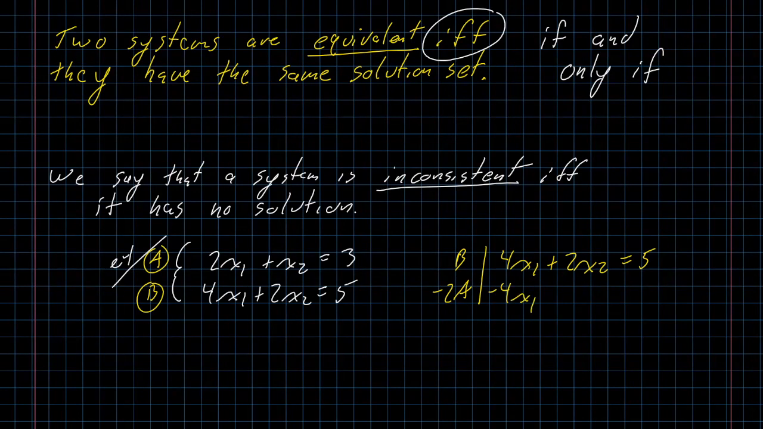So leaving equation B alone, multiplying equation A by -2, we get negative 4x1, we get minus 2x2, and we get minus 6. When you add these together, you get 0 on the left-hand side, you get -1 on the right-hand side. That is definitely false. The fact that we are able to combine these equations and get a result that is false tells us that they do not agree. There are no points where both equations can be satisfied. This is an inconsistent system.